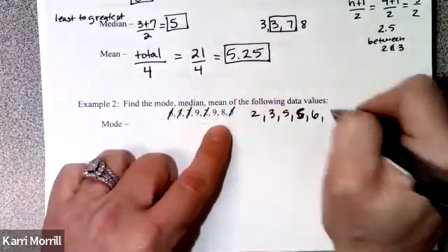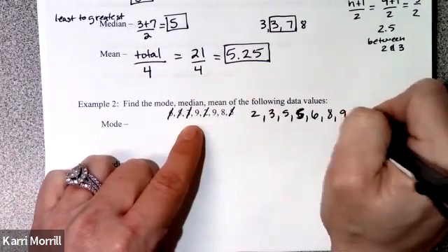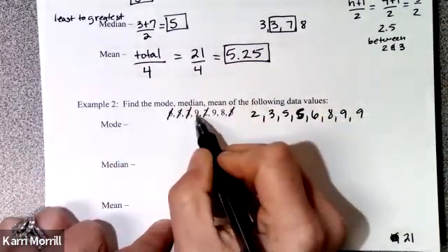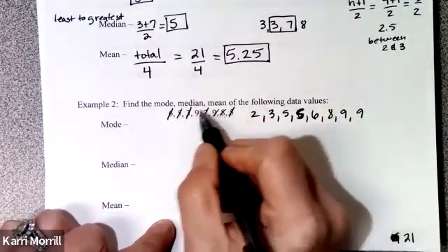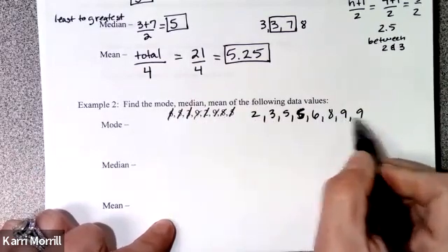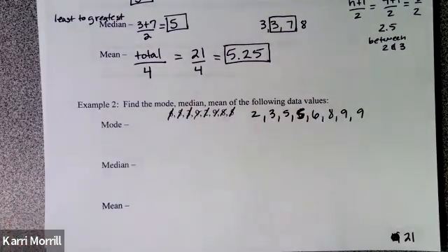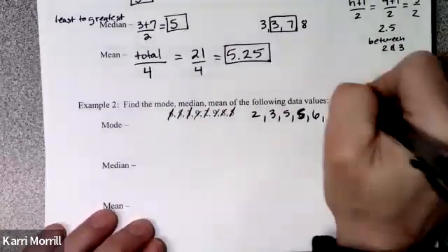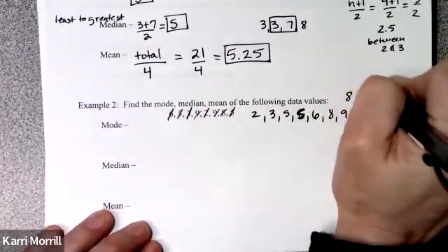And then 8 and 9 and 9. So 1, 2, 3, 4, 5, 6, 7, 8. 1, 2, 3, 4, 5, 6, 7, 8. So I do have 8 digits. That way I don't forget.